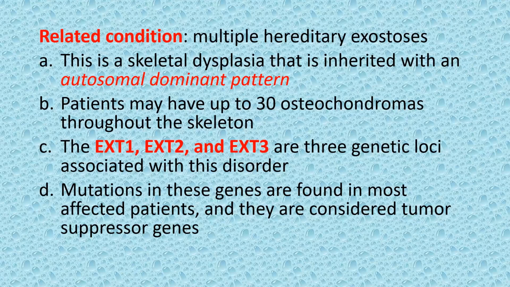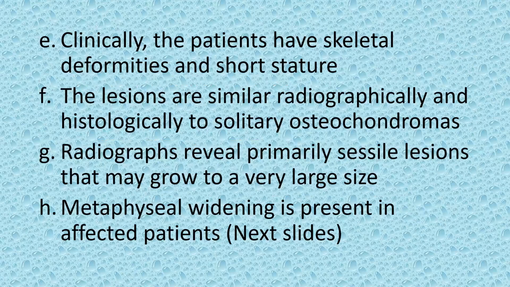Which tumor is associated with this? Which condition is associated with this? Mutations in these genes are found in most affected patients, and they are considered tumor suppressor genes. Clinically, the patients have skeletal deformities and short stature.